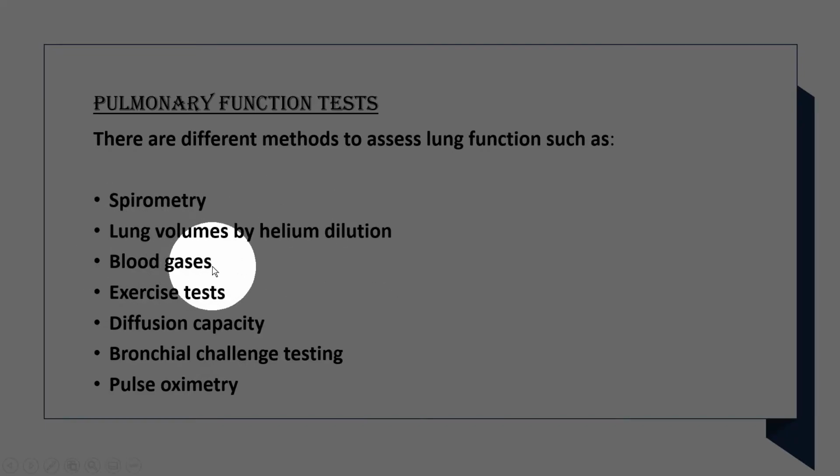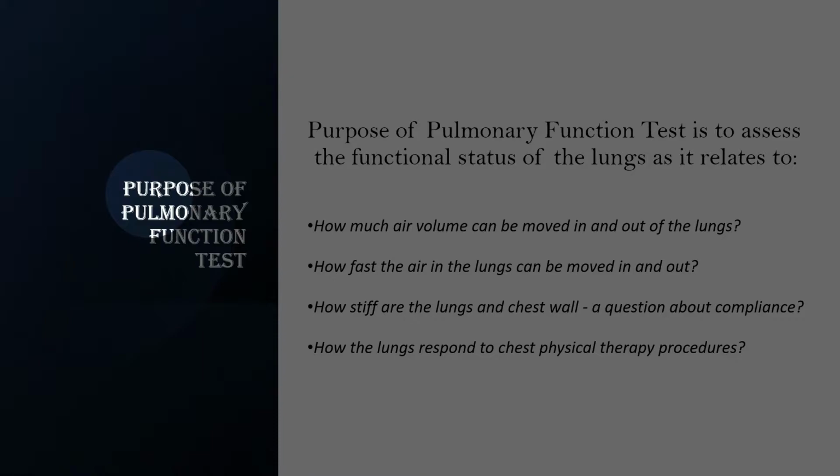And then come to blood gases. Blood gases is also one of the tests of pulmonary function. Exercise tests, diffusion capacity, these are also types of pulmonary function test. Bronchial challenge testing and pulse oximeter, all of these are included in the pulmonary function test. These are different types of pulmonary function test, but most of the time we consider spirometry the easiest and the first test that we recommend for lung issues. This is the most easy. I will have a discussion with you.